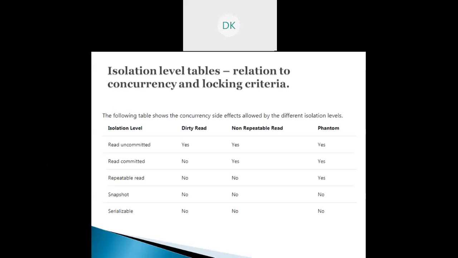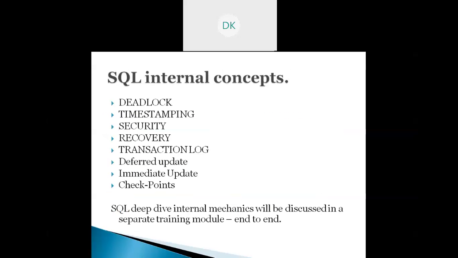So this is the concurrency and locking criteria, the relation between concurrency and locking. So, different isolation levels, and how dirty reads, non-repeatable reads and phantom reads can be minimized at each level of isolation. As the isolation level increases, the concurrency decreases. You have to understand that they are inversely proportional. I'll explain it practically as well.